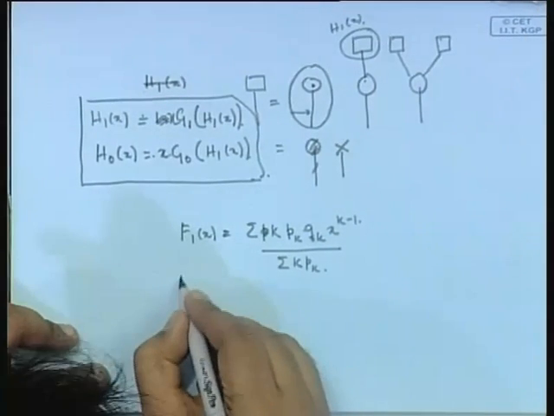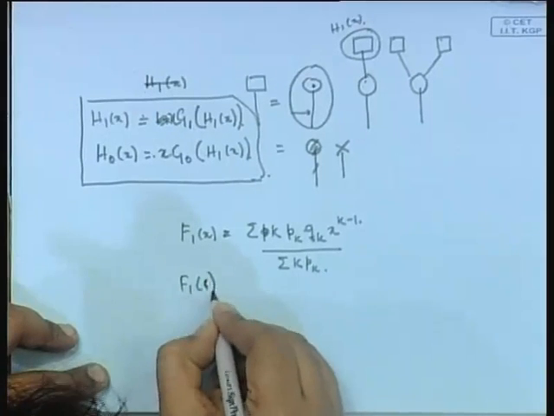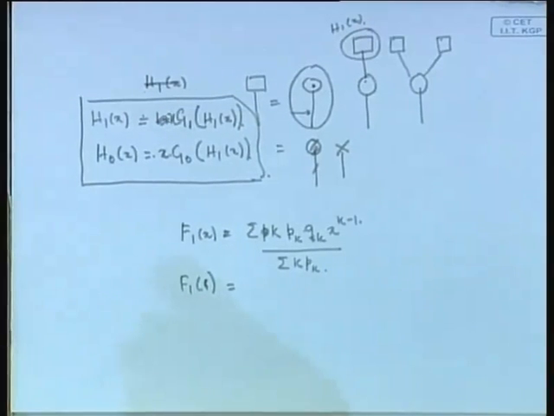What will happen if I take f1(1)? What should f1(1) give in a normal generating function? Any generating function, if I put 1, what should it give? It should give 1. Okay, the sum of all the probabilities it should give. It is not a rule, but it is a thumb rule or axiom which we say that it should give 1. But is this giving 1? This is not giving 1.